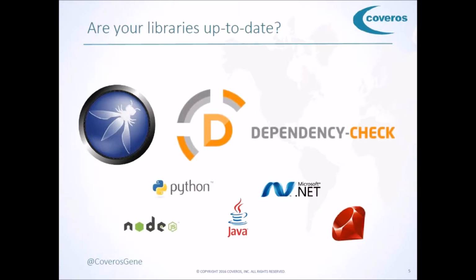Use OWASP dependency check, which works for a bunch of different types of languages, and really what it's doing, as Ben mentioned, is going through the National Vulnerability Database, looking for known CVEs against libraries that you're including.